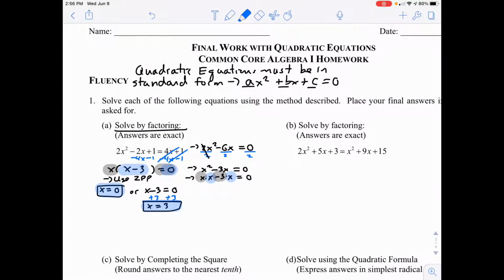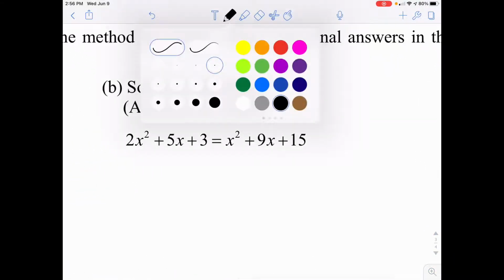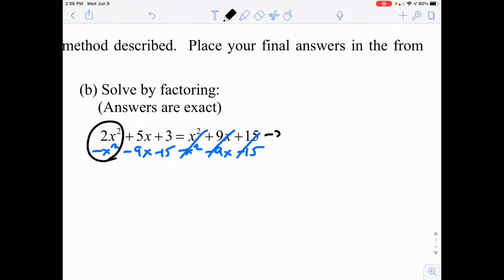Part B, again, we're going to solve by factoring. I'm going to move everything on the right-hand side so I can make the right-hand side equal 0. Cancels, cancels, cancels, all 0 on the right-hand side. What am I left with? Well, 2x squared minus x squared would just be x squared. 5 minus 9 is negative 4x. And 3 minus 15 would be negative 12.